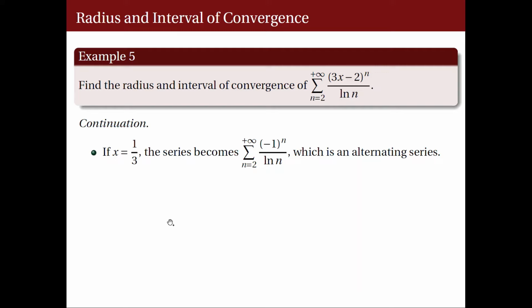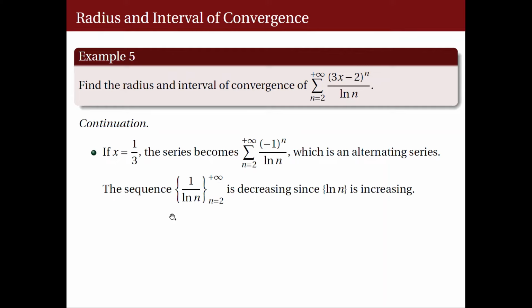Finally, for x is equal to 1/3, the series becomes the sum of (negative 1)^n over ln n, n equals 2 to positive infinity. Notice that 1 over ln n is positive for all n greater than or equal to 2. Hence, the resulting series is an alternating series. Therefore, we can use alternating series test to determine whether this series is convergent or not. For the first condition of the alternating series test, notice that the sequence 1 over ln n is decreasing. For the second condition, notice that the limit of 1 over ln n as n approaches positive infinity is equal to 0. Since the series satisfies both conditions of the alternating series test, the series is convergent.